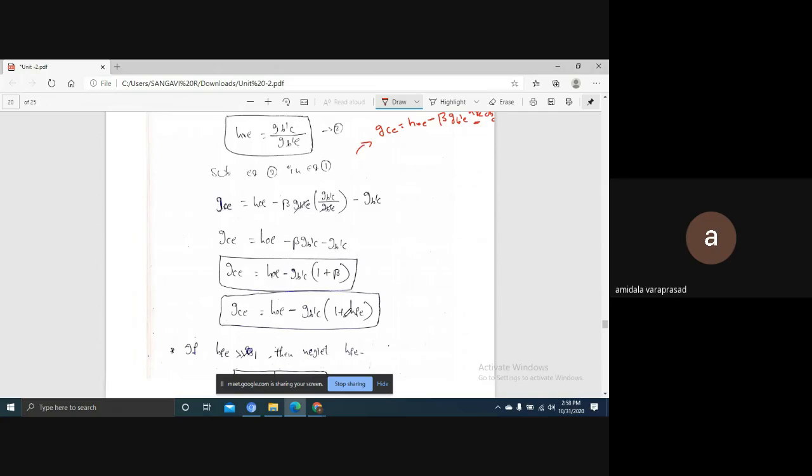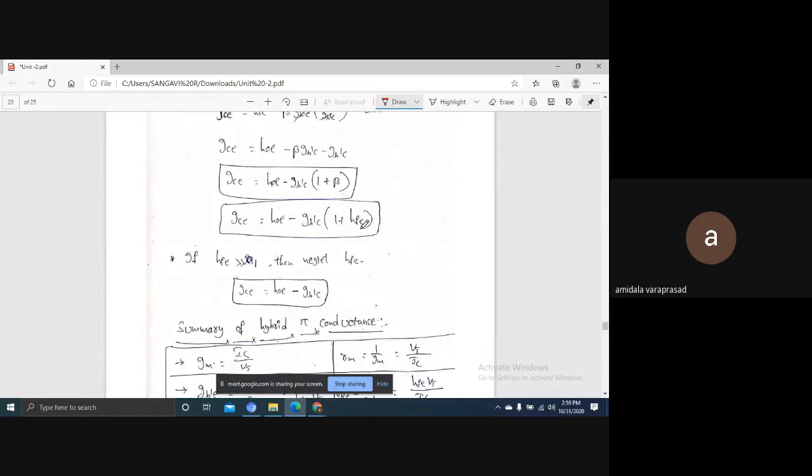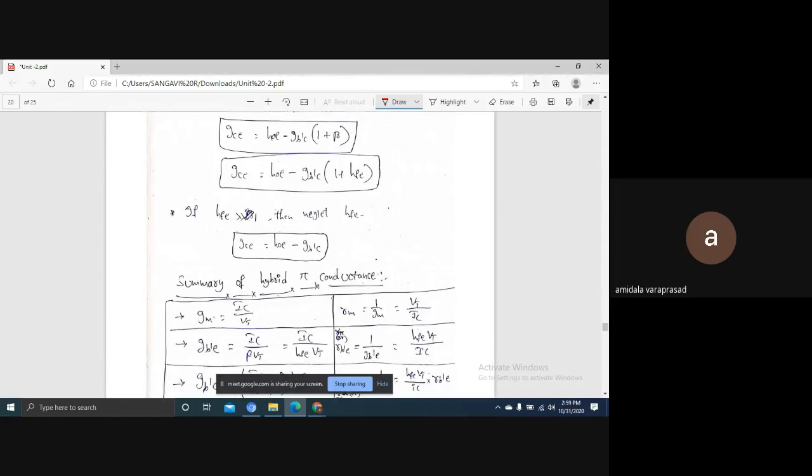We know that 1 plus beta can be written as 1 plus HFE. If HFE is far greater than 1, the forward current gain, then we neglect the 1. Then GCE is equal to HOE minus HFE into GB'C.